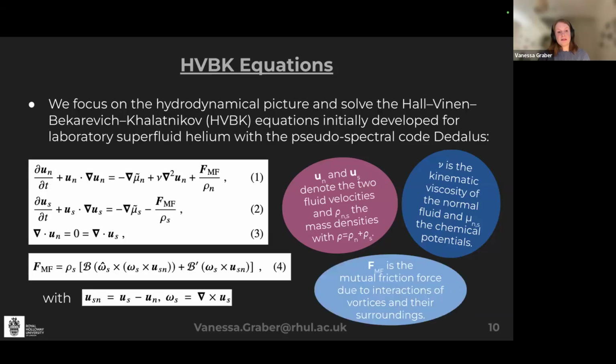These are also supplemented by an equation for the mutual friction force that is determined by the interactions of the vortices and their surroundings. And very much like in the lab system, it's determined by these two coefficients that are called B and B prime, which are determined by the underlying mechanism that drives the interactions of the vortices.